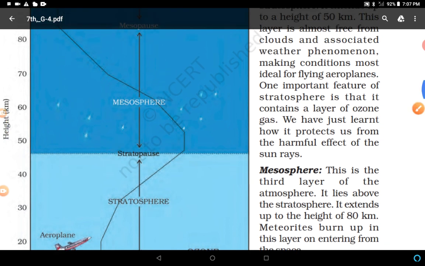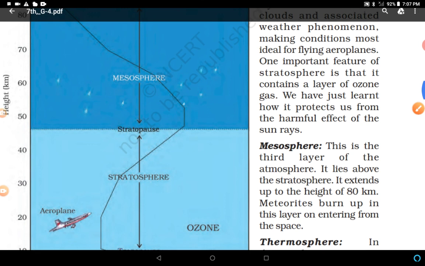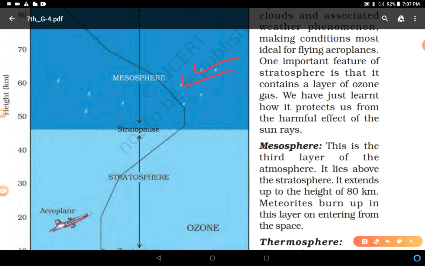Next one is the mesosphere. This is the third layer. It lies above the stratosphere and extends up to a height of 80 kilometer. Meteoroids burn up in this layer on entering from space. In this layer, the temperature decreases with height, like in the troposphere, and it falls from about 0 degrees Celsius at its base to about minus 100 degrees Celsius at 80 kilometer height.